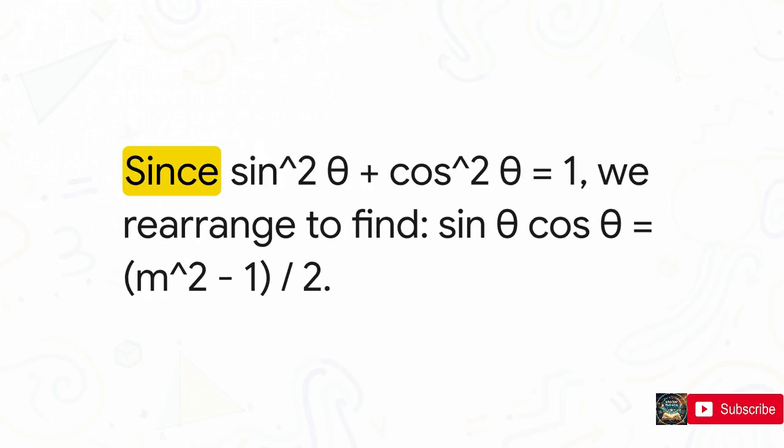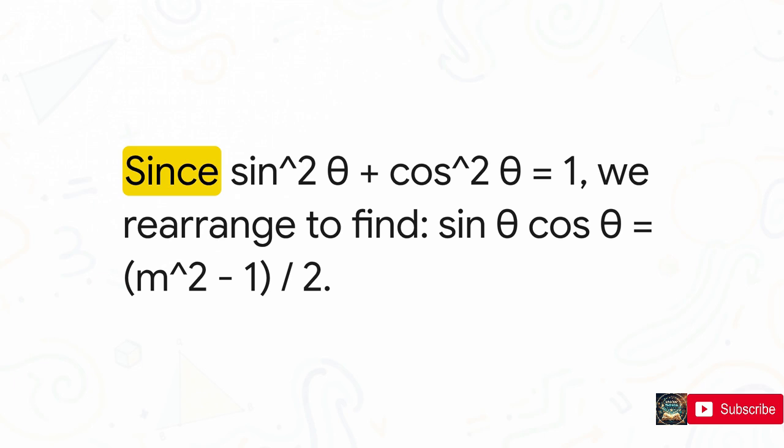Now, look closely at that first part. Sine squared theta plus cosine squared theta. You know what that is. That's our absolute golden identity in trigonometry. It always equals 1, no matter what. So our equation simplifies instantly to 1 plus 2 sine theta cosine theta equals m squared.